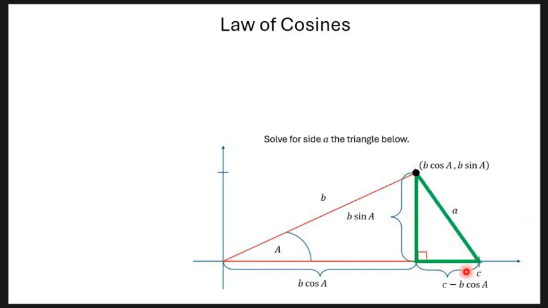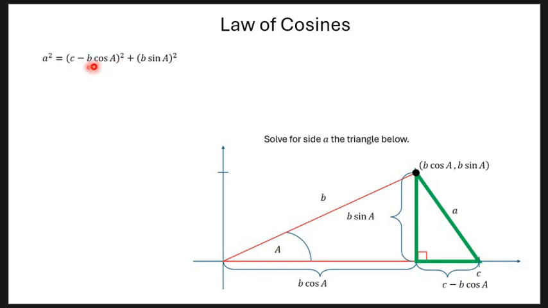And I can use the Pythagorean theorem. By the Pythagorean theorem, I have that this length squared plus this length squared should equal this length squared. So a squared should equal (c minus b cosine a) squared plus (b sine a) squared.